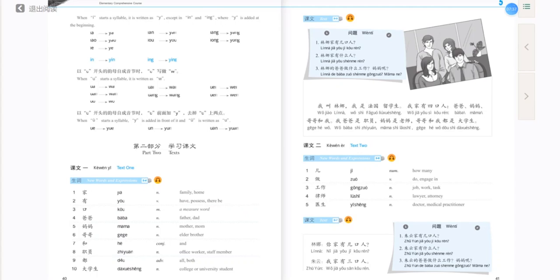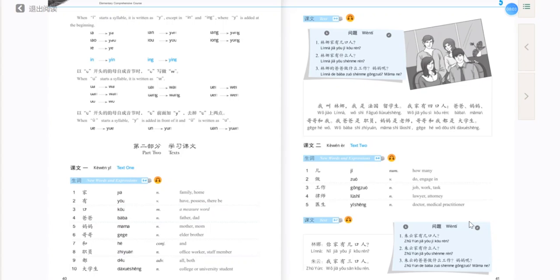你爸爸做什么工作? And the following two nouns are two jobs, two kinds of profession. The first one is a lawyer. A lawyer is 律师 in Chinese. And the next one is a doctor. In Chinese we say 医生.